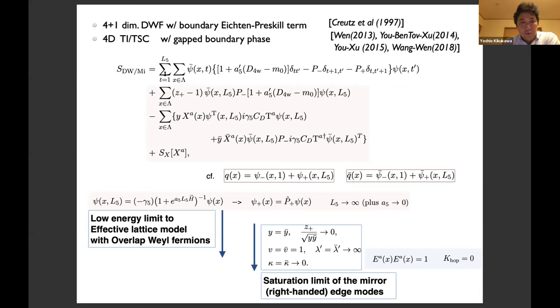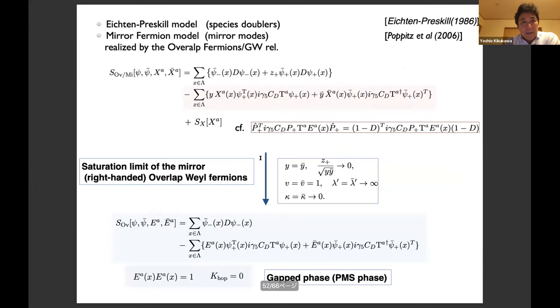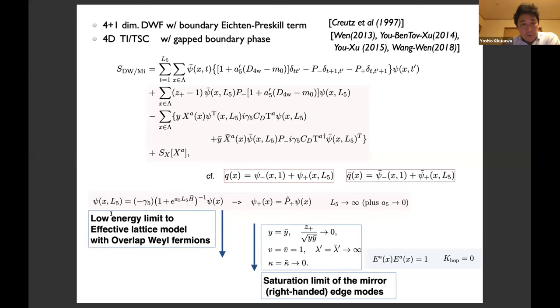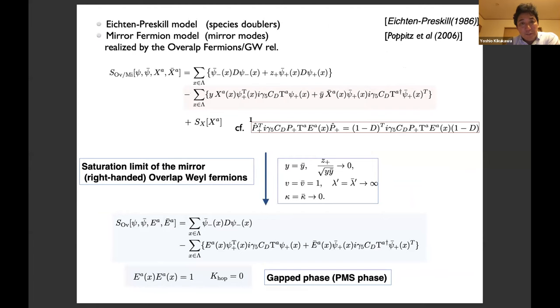Okay. And from this definition of the five-dimensional domain wall fermion, we can take the low energy limit to derive the mirror fermion model with overlap fermions. Or we can consider the saturation limit of the mirror edge mode in the five-dimensional formulation directly. Then by this choice of the boundary interaction terms, if we consider the low energy limit, we end up with the mirror fermion model with this coupling constant. And then we can take the saturation limit of the mirror overlap fermions. So it is defined.